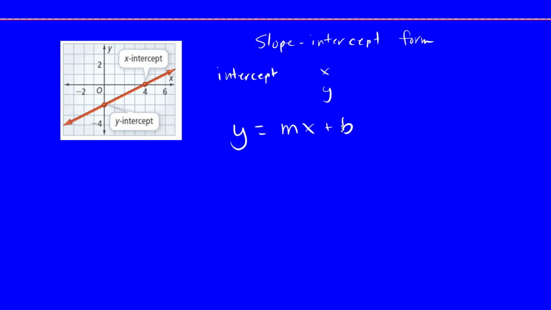Now, each of these has a meaning. So m is our slope, and b is going to be our y-intercept. And that's important because it can tell us quite a few things if we can get our equation into slope-intercept form. So let's look at an example and write a linear equation and put it into our slope-intercept form.